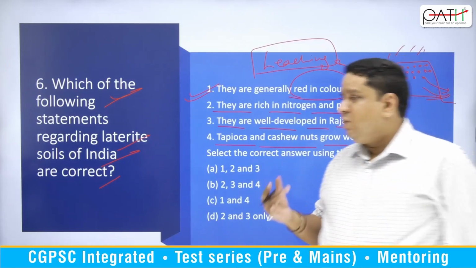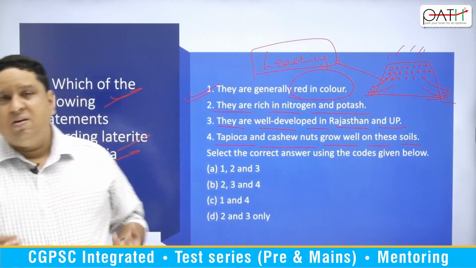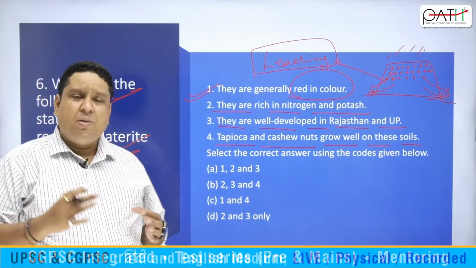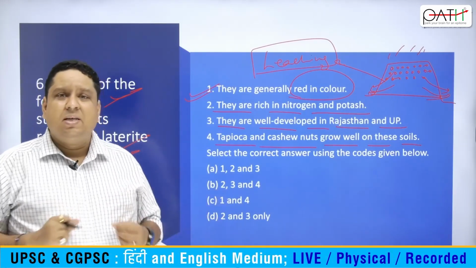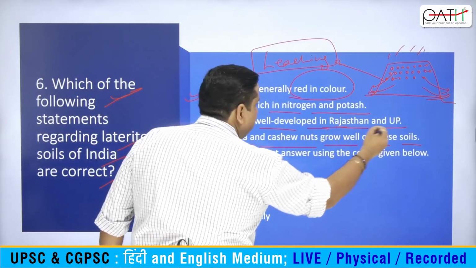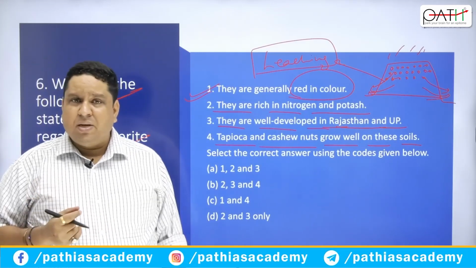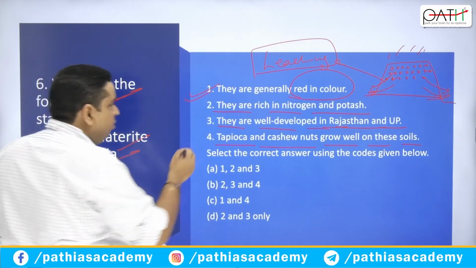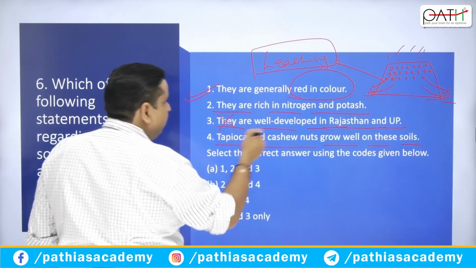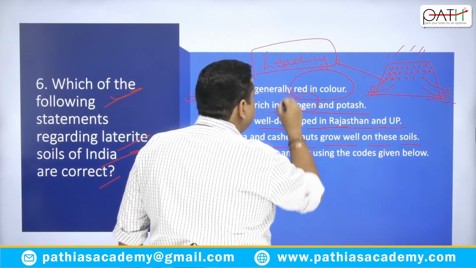Now this laterite soil can be found throughout the country in small patches. It is not particularly found in Rajasthan and UP, because these regions do not have that much rainfall anyway, and are not upland either. So you can easily eliminate this option. Third option, they are well developed in Rajasthan and UP. Next, they are rich in nitrogen and potash.